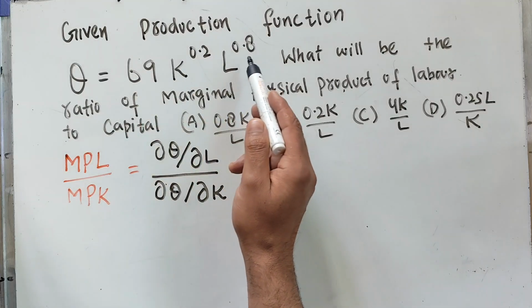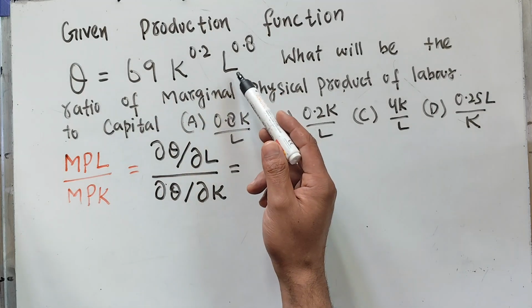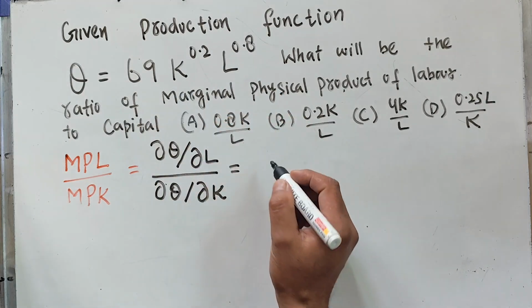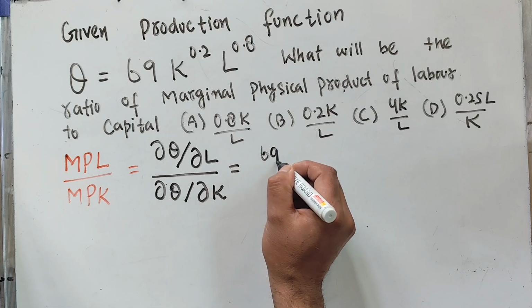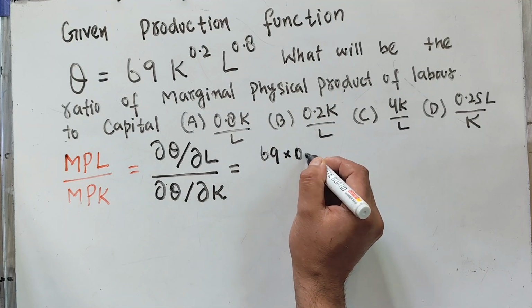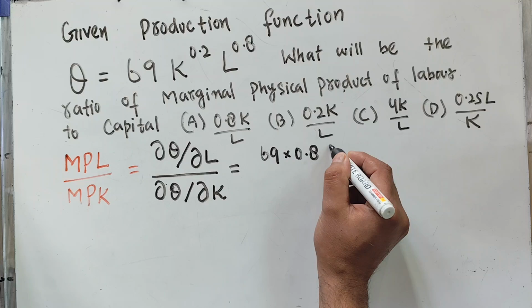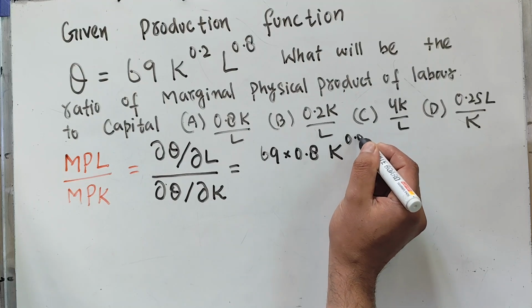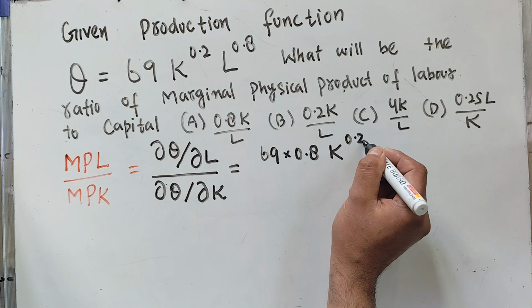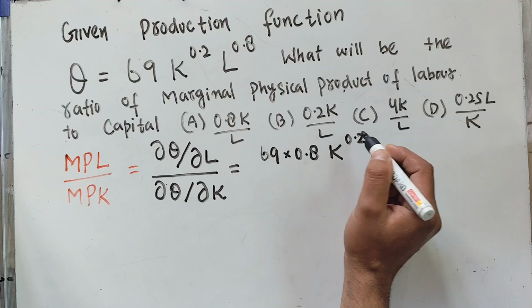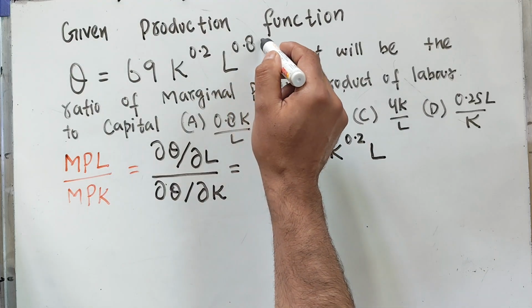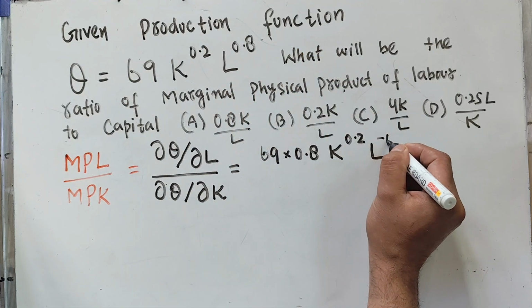Now let's take the partial with respect to L. So the exponent of L becomes the coefficient. So we have 69 times 0.8. K raised to the power 0.2 remains the same because we are taking the partial with respect to L, and the exponent of L will be subtracted by 1. So 0.8 minus 1 is negative 0.2.